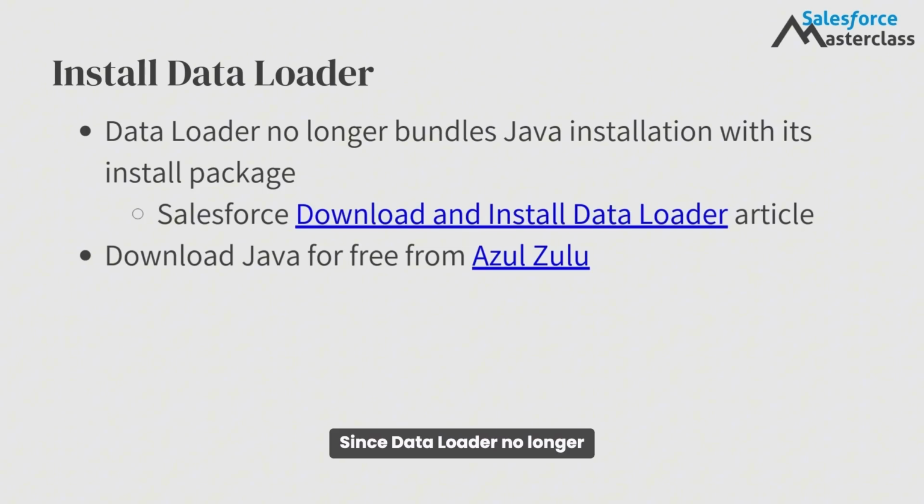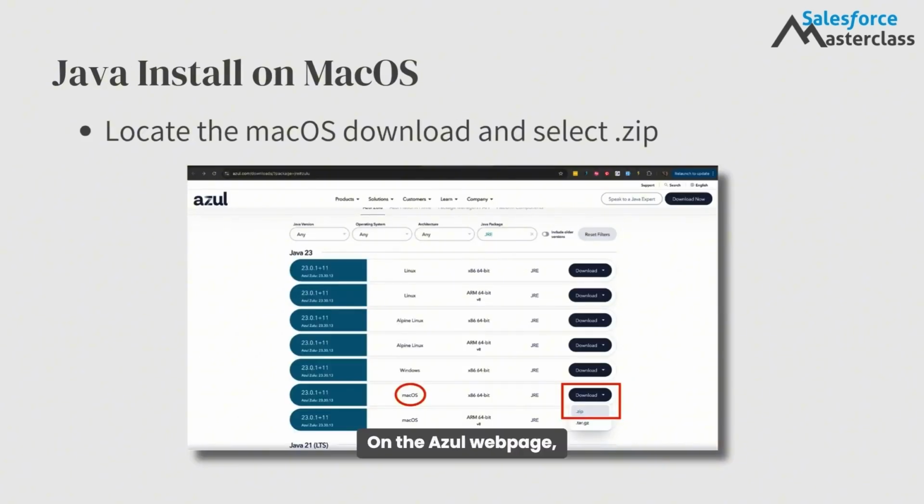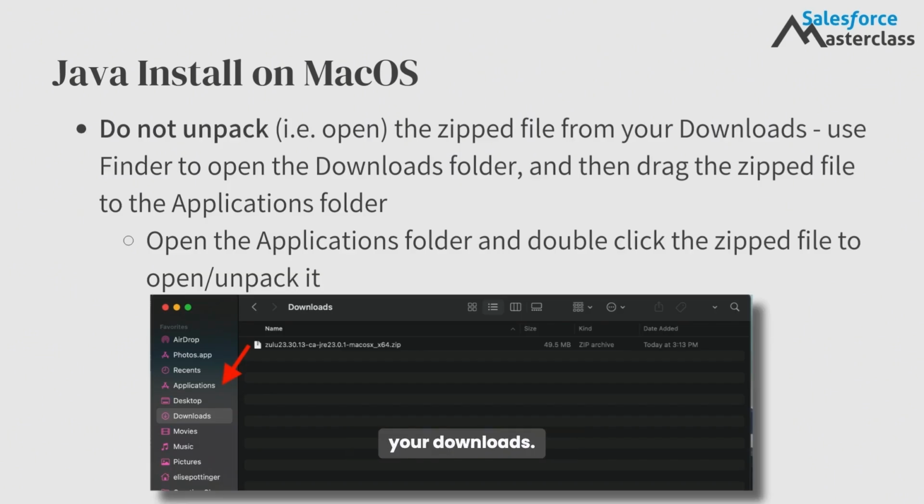Since Dataloader no longer bundles a Java installation within its install package, we need to install Java before we install Dataloader. Click the Azul Zulu link from this lesson to navigate to the Java Downloads page, or do a Google search to find Salesforce's help page with the Azul link. On the Azul webpage, look for the download link beside the Mac OS operating system. There are two options in the download dropdown. Select .zip. The zipped file is sent to your downloads.